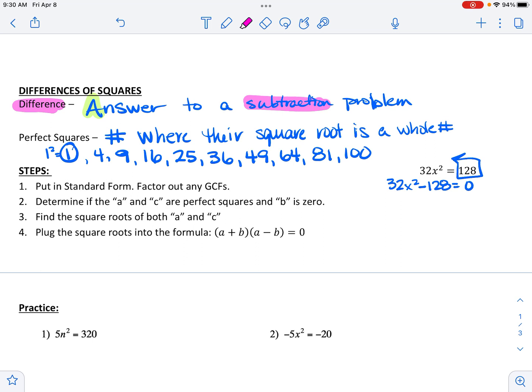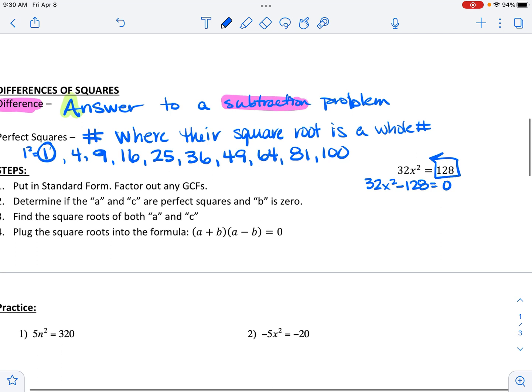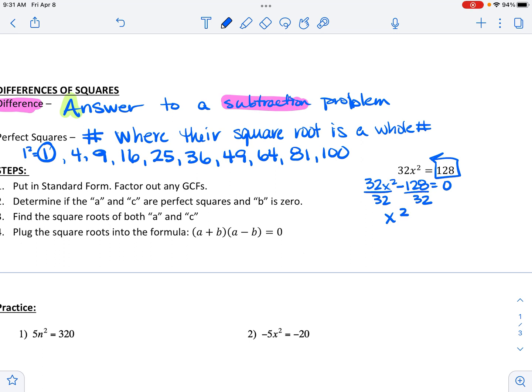We're going to be looking for that subtraction shortly, and I wanted to make a mental note. I didn't mention that before. So our GCF of both of those is actually going to be 32. 128 divided by 32 is 4. So we took out our GCF, we divide both of them by 32. So we have x squared minus 4 equals 0.